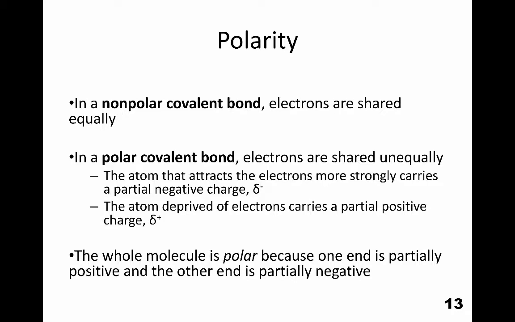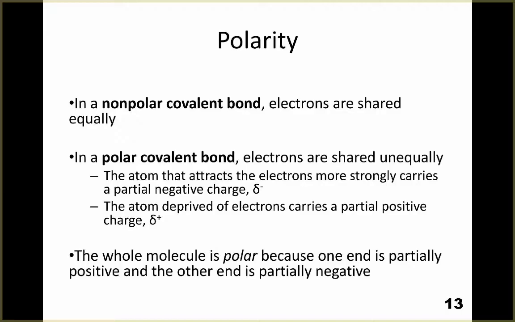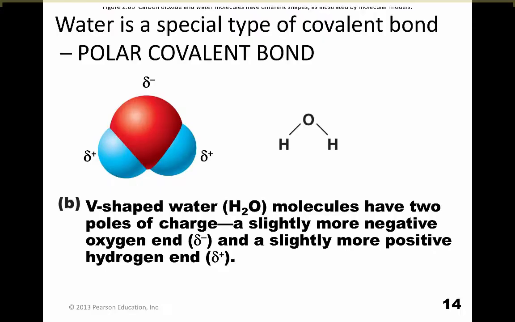Now, there are 2 types of covalent bonds. There's what's considered nonpolar, which means they're shared equally. And polar, which means they're unequal. So one side is going to be more negative than the next. And when you're looking at molecules, you can look at bonds, and then you can look at molecules themselves. And a whole molecule is polar because one side will be slightly more positive than the next. So let's look at this.